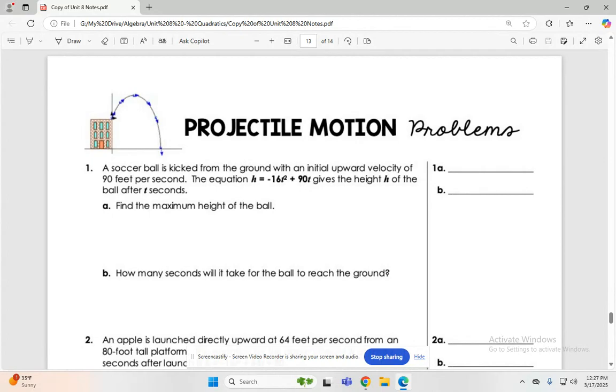So looking at number one, a soccer ball is kicked from the ground with an initial upward velocity of 90 feet per second. So we want to pay attention to that 90 feet per second because that feet per second tells us our variables here, right? So that feet depends on our seconds. So that is our y, is our feet, and our x is our seconds. So that's important to note so that way we understand what we're looking for on our graph.